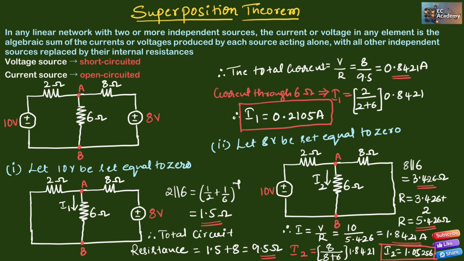Therefore, the total current in the 6 ohm resistance will be I1 plus I2. Let me write here: total current I will be equal to I1 plus I2. Therefore, I will be equal to 0.2105 plus 1.0526. Therefore, the current through the 6 ohm resistor will be equal to 1.2631 ampere.